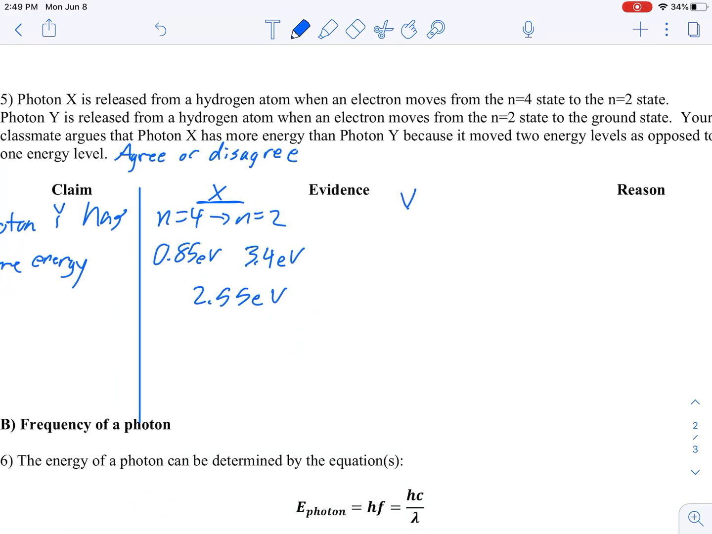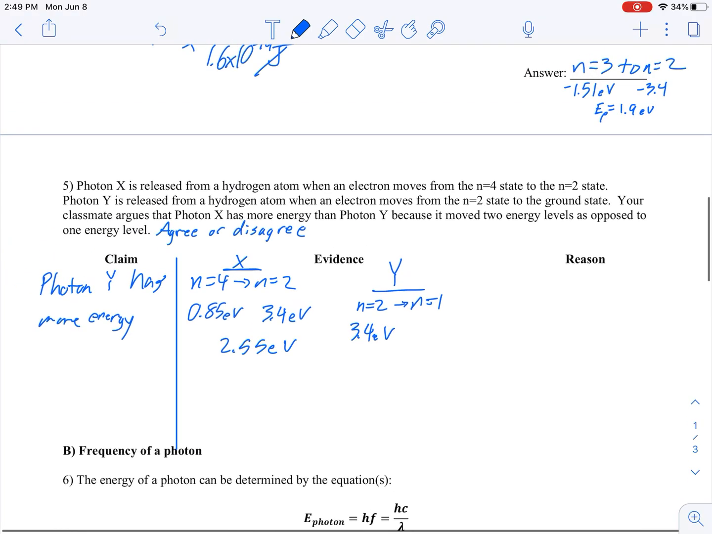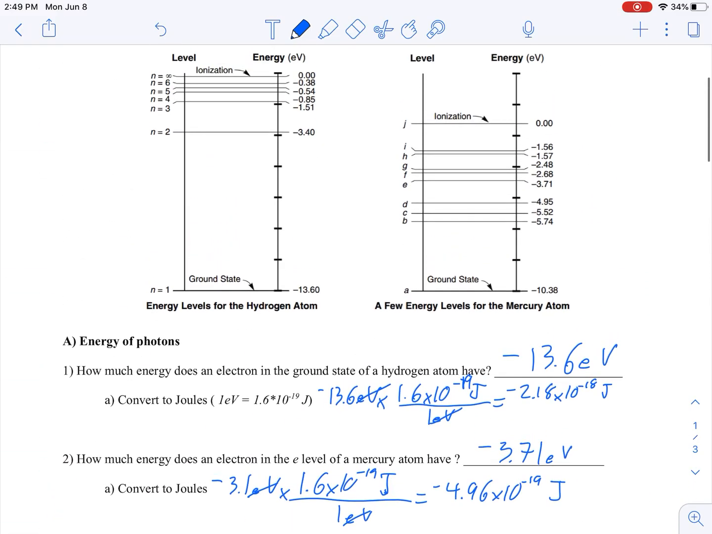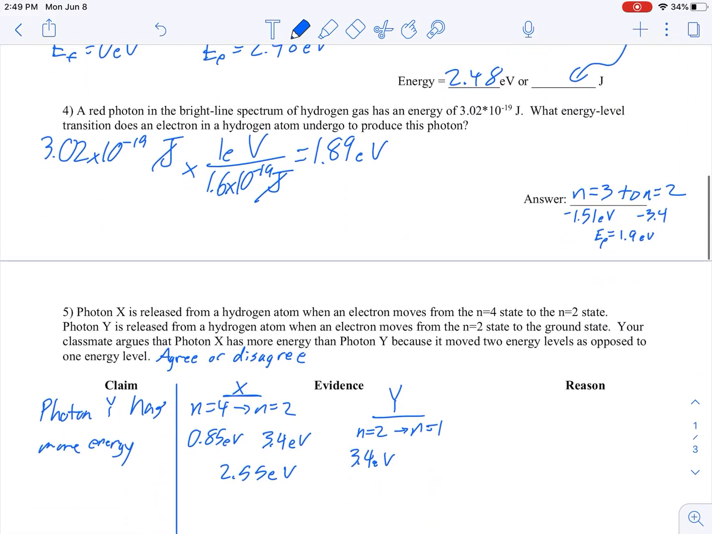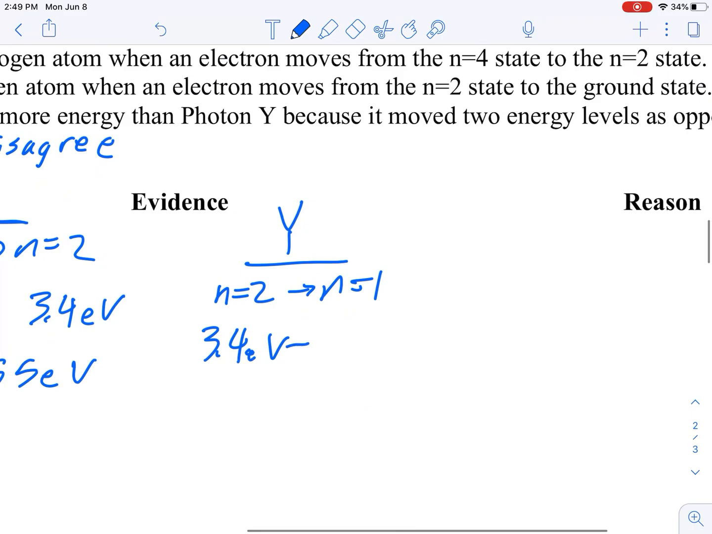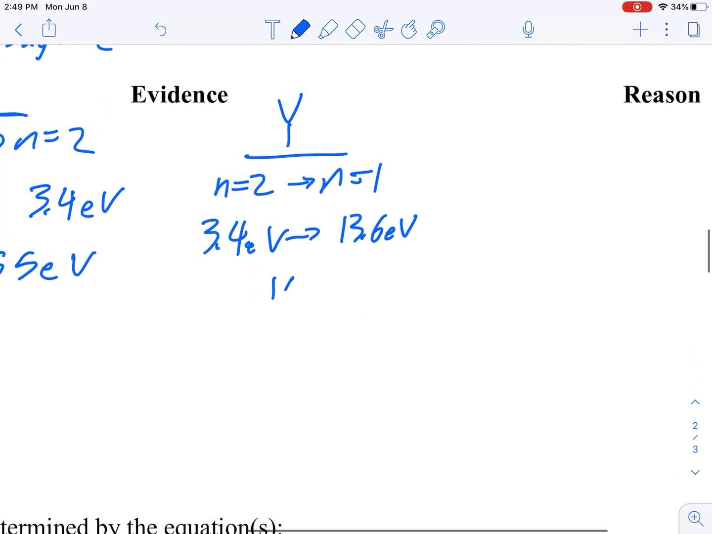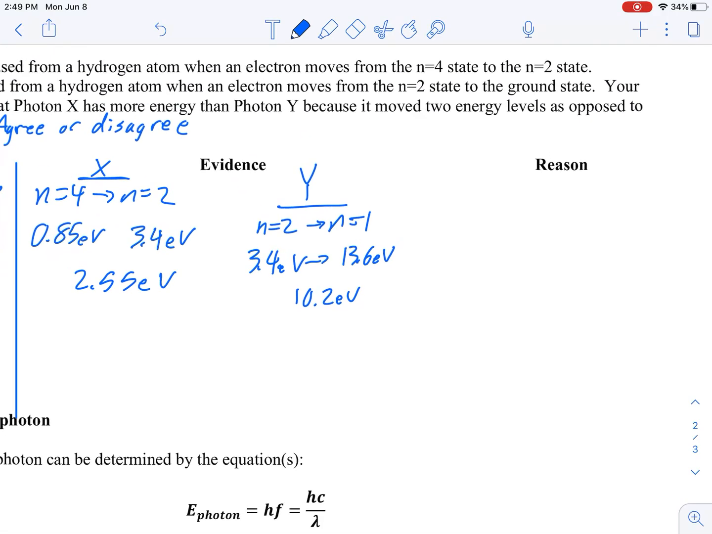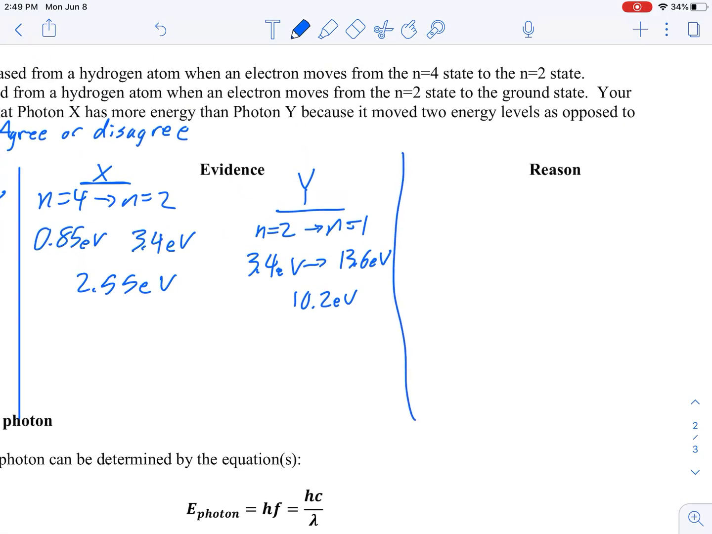All right, now let's look at photon Y. That's n equals 2 to n equals 1, the ground state. So n equals 2, we just said, is 3.4 electron volts. Let's look at n equals 1. That's 13.6. So that comes out to be 10.2 electron volts. All right, so there's our evidence.